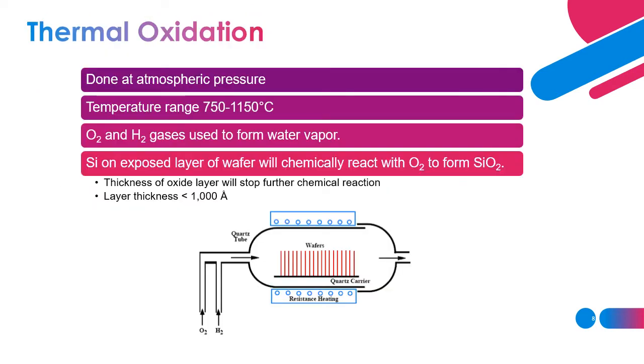Thermal oxidation is performed at atmospheric pressure with a temperature range from 750 to 1150 degrees Celsius. In this process, oxygen and hydrogen gases are used to form water vapor. The red color in the picture is the Si wafer that has been arranged in the tray, and the gases, oxygen and hydrogen, go into the chamber where the Si is exposed to the oxygen to form SiO2, which is the silicon oxide layer. The thickness of the oxide layer will stop further chemical reaction, and the layer will be around 1000 atomic size.